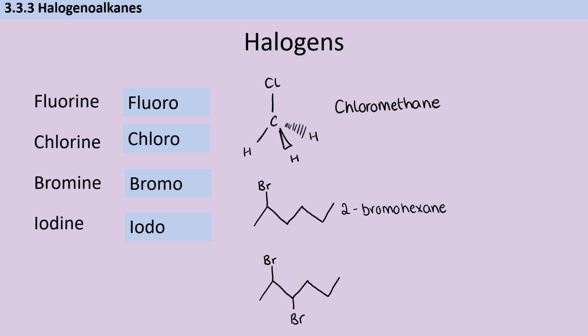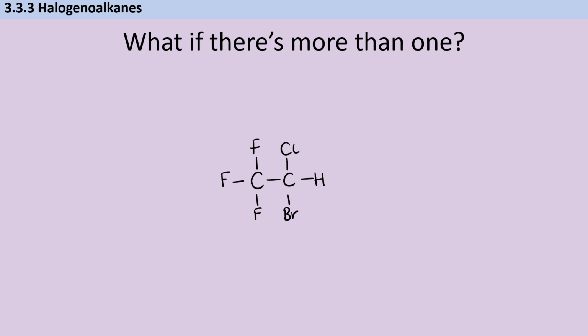This molecule here has 2 bromines, so therefore it becomes 2,3-dibromohexane. But what if the situation is more complicated? This molecule is commonly known as halothane, but of course that's not its IUPAC name.